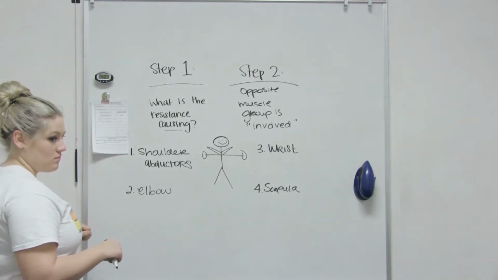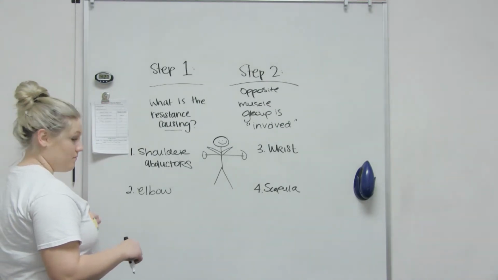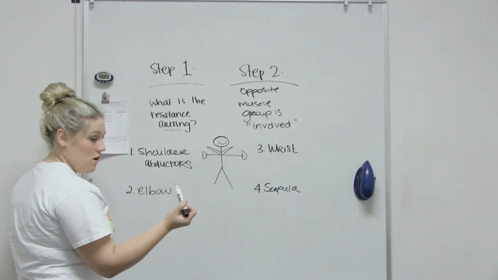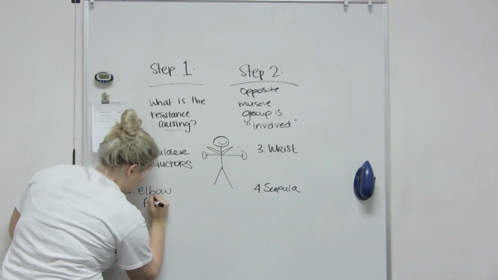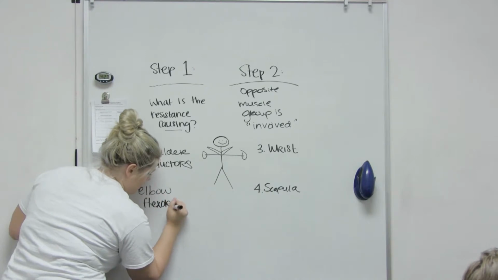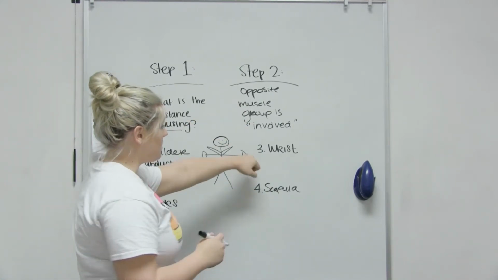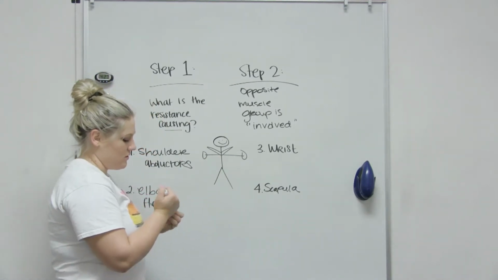So it's gonna cause elbow extension. So then the involved muscles would be the elbow flexors. Elbow flexors, perfect. Okay. Let's do scapula. Actually, no, let's do wrist. That's a little less involved.